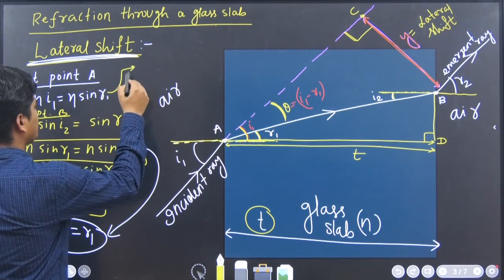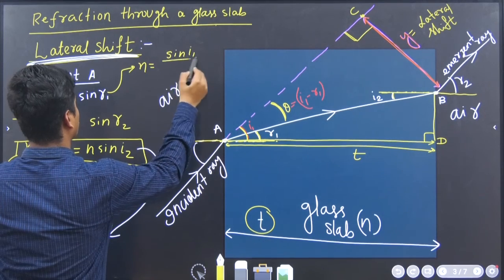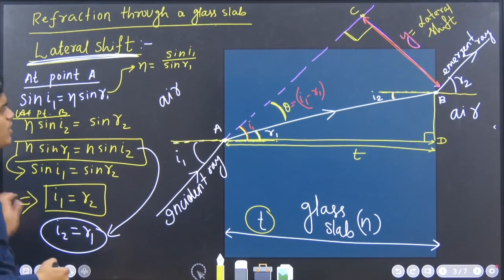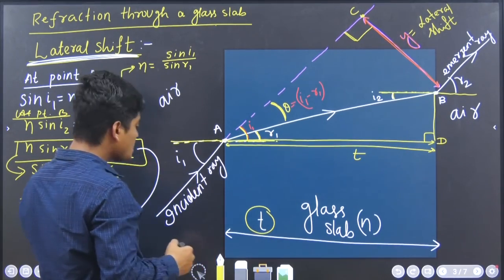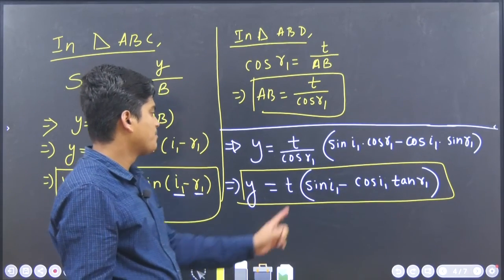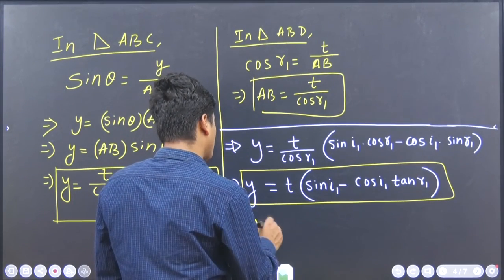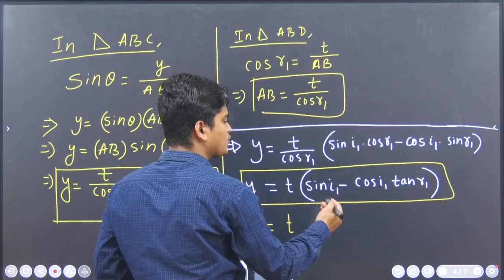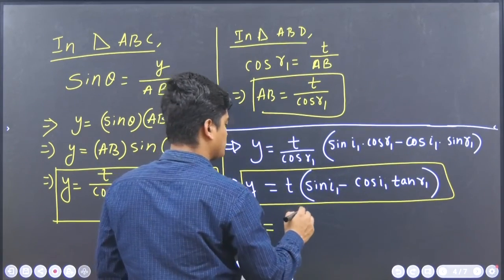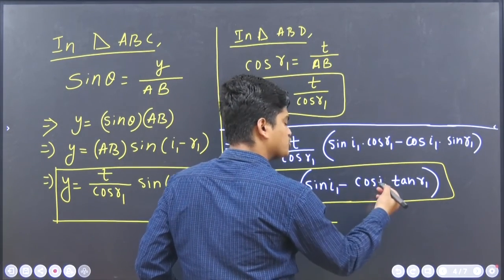So from here I can tell my refractive index n is nothing but sin I1 by sin R1. Now here I have sin I1 but I do not have sin R1. So what I can do, y equal to t times, I can divide by sin R1 and I can multiply by sin R1, and n, or eta, the refractive index, minus. So here you have to divide.